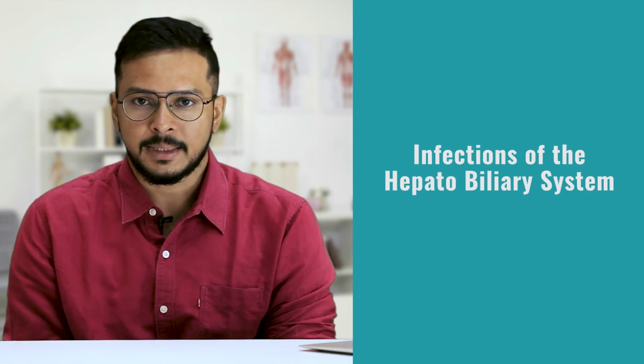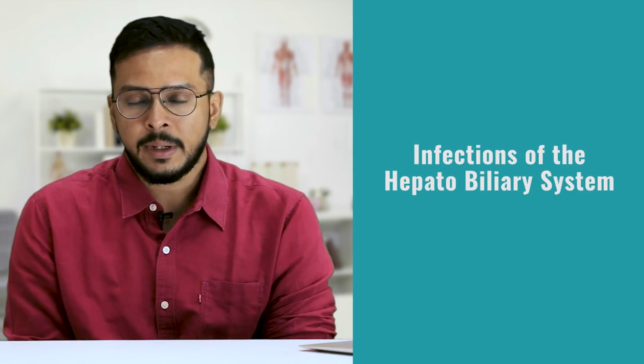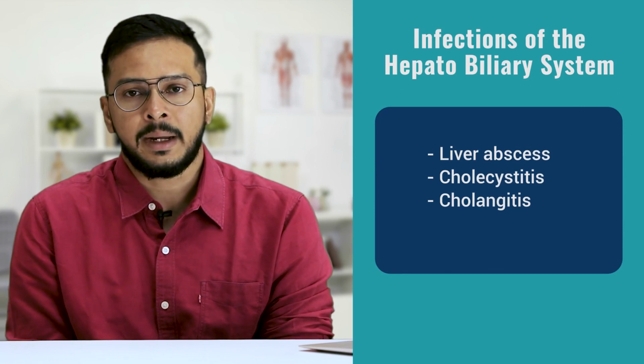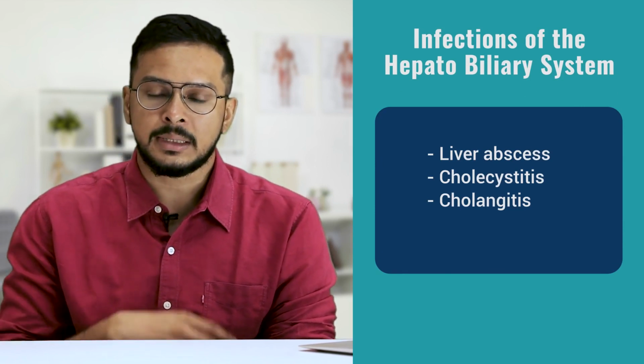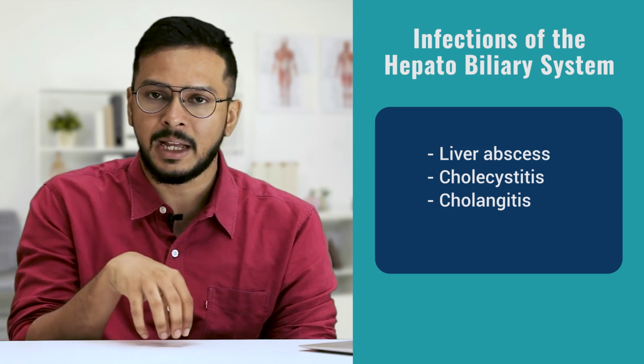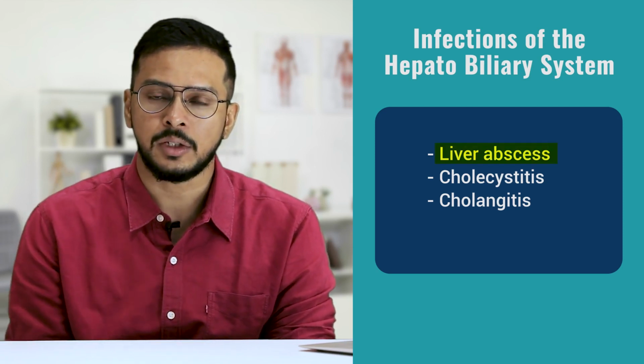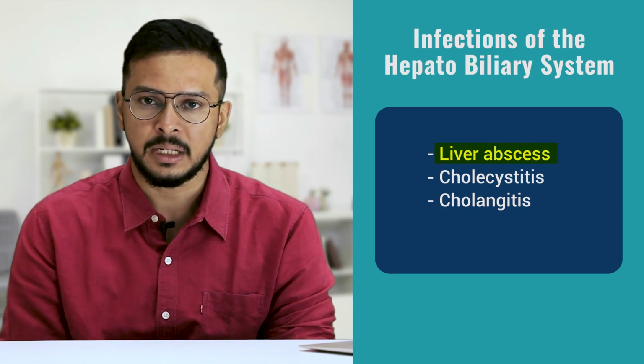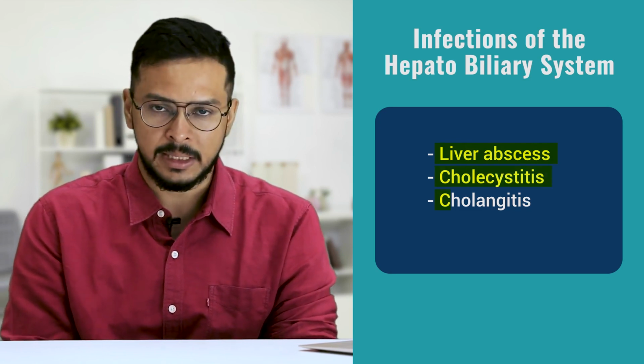Infections of the hepatobiliary system. The hepatobiliary system, as we already mentioned, contains the liver, the gallbladder, and the bile duct, mainly. So there can be separate infections which can occur in all these three organs. The first one is the hepatic abscess. There can be a focal collection of pus in the liver, which we call the liver abscess, and there can be cholecystitis and there can be cholangitis.